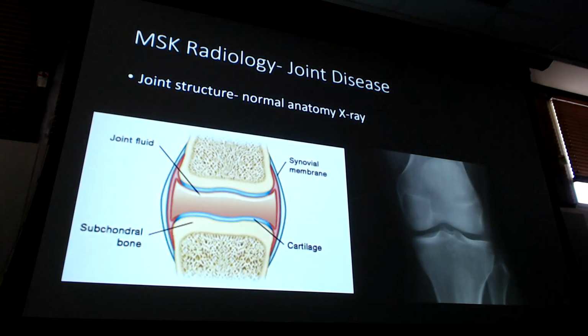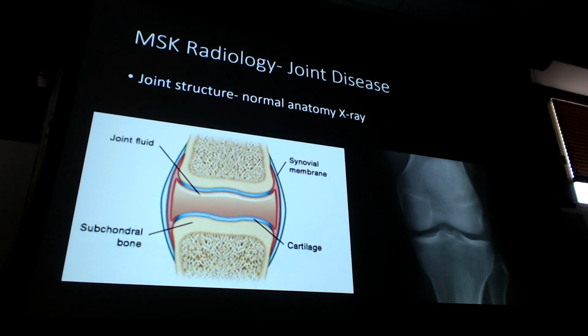There we go. This is a normal structure of a joint. Your normal anatomy, you should have this lovely joint space in between the two bones. Right? They shouldn't be sitting on one another. That's where this joint fluid is. You see the little space where the fluid is supposed to be.